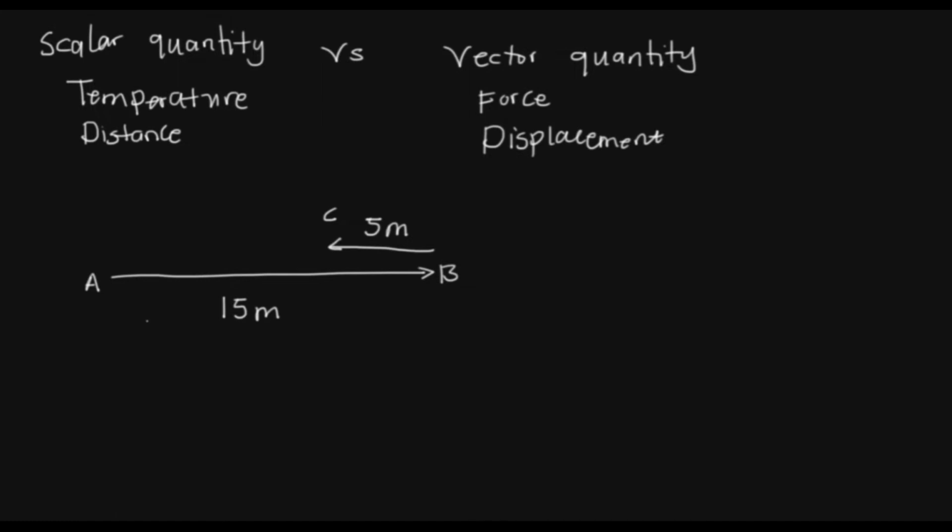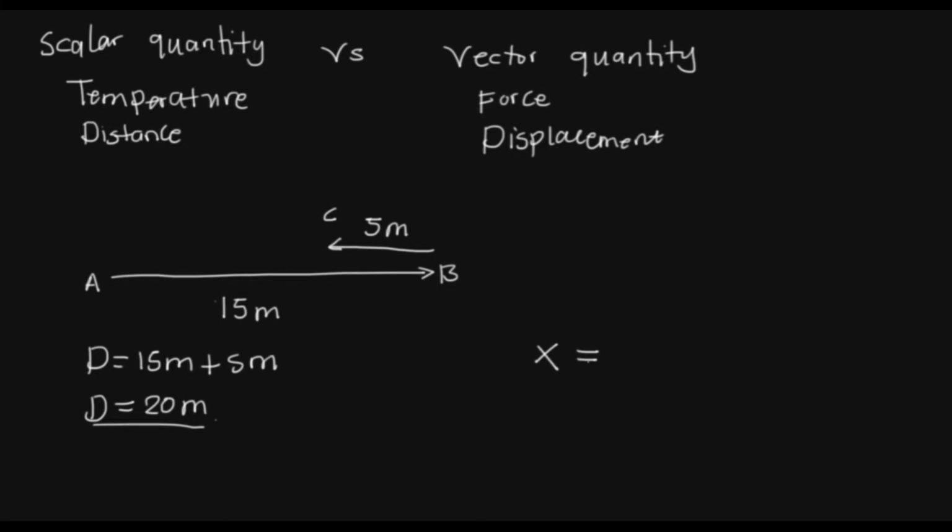Now, if an object moved from point A to B and now to C, if the question was to find the total distance, the distance will be 15 meters plus 5 meters. So for distance, you need to find the sum of each part. So here we are expecting to have a distance of 20 meters. Now, for displacement, let's just have x to represent the displacement.